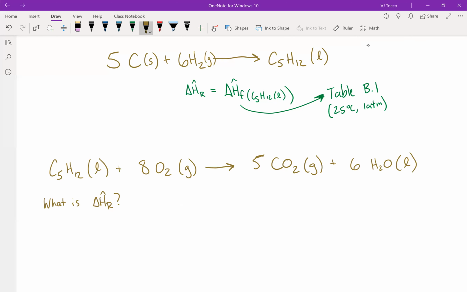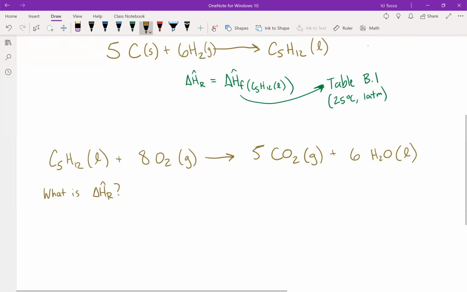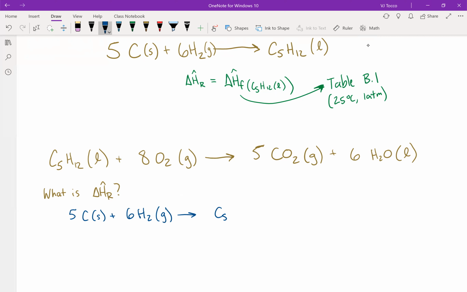We're going to combine Hess's law with the heats of formation, as I've just defined above. So in order to get this reaction, I want to first take all the formation reactions. The formation reaction that forms pentane, I already had from above. It's 5 carbon molecules, which are solid, plus 6 H2 molecules, which are gas, goes to C5H12, which is a liquid.